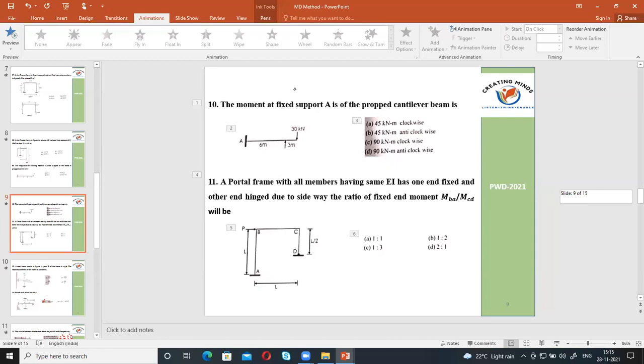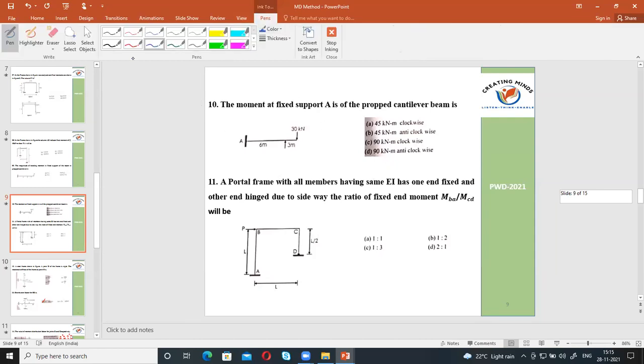But what is he asking here? This is very, very important. He is asking for fixed end moment. When it is fixed end moment, what is the fixed end moment generated in columns? 6 EI delta by L square. Clear? Any doubts?